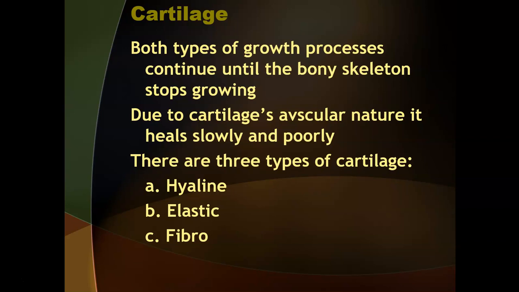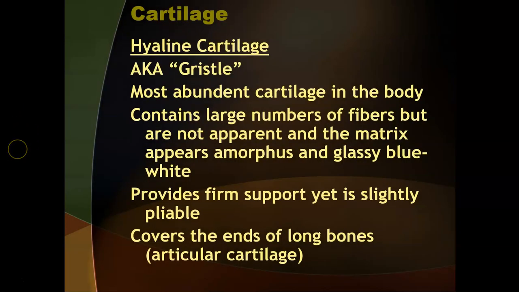There are three types of cartilage that we see. There is hyaline cartilage, there is elastic cartilage, and there is fibrocartilage. Hyaline, also known as gristle, is the most abundant form of cartilage in the human body. It does contain huge amounts of fibers, but they are not apparent, and the matrix appears amorphous and glassy blue-white. So if we were to look at it, we would see it's very glassy and has a bit of a blue tinge to it. You don't really see the fibers with the naked eye, but of course under a microscope you would. It provides firm support, but is slightly pliable.